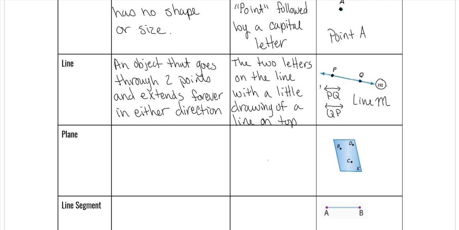A plane, however, people can see. It is a flat surface made of at least 3 points and goes on forever in all directions. The thing about a plane, though, you can think of it as a piece of paper, but it would be an infinitely big piece of paper. It would go on forever and ever. But we represent it usually with something that looks like a piece of paper.